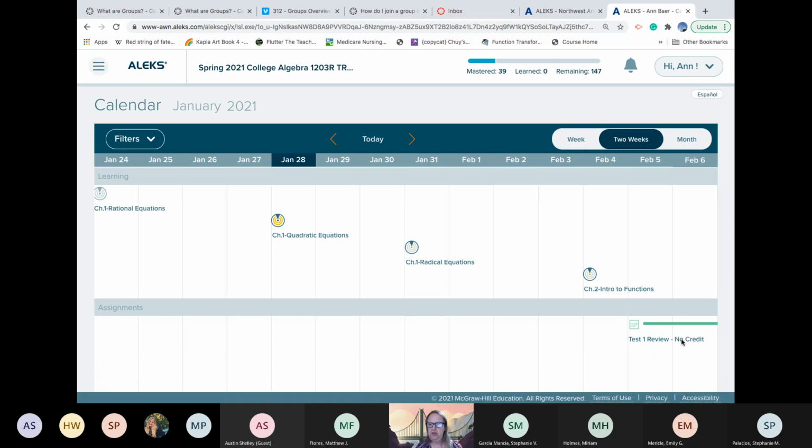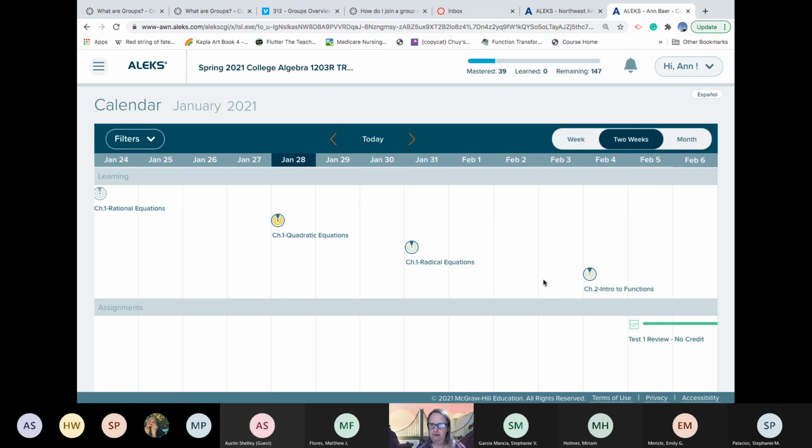So the test review no credit, let's take a look at that. Let's click on that and see what it says. It opens February 5th, which you can see the icon is in the February 5th slice here, if you will. And it's due February 9th at 8 p.m. It's a little after the test, so if you want to work on it a little more after you take the test, you can.